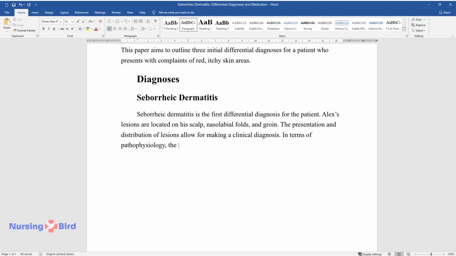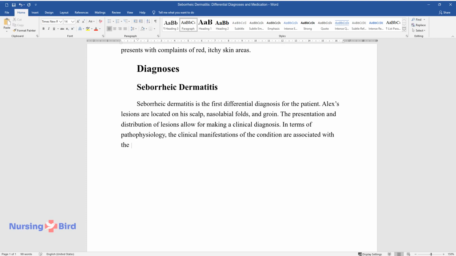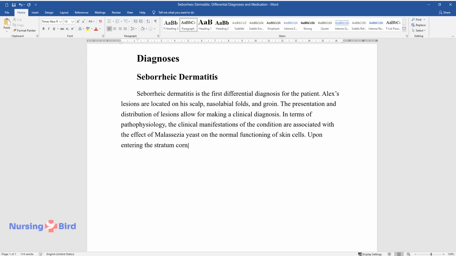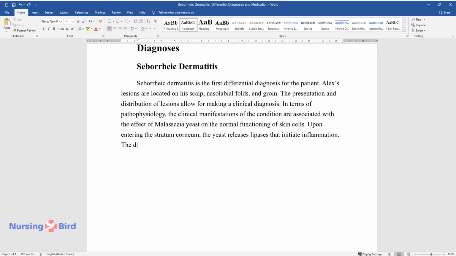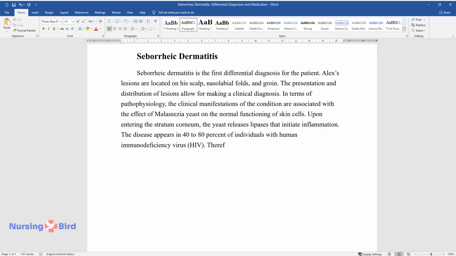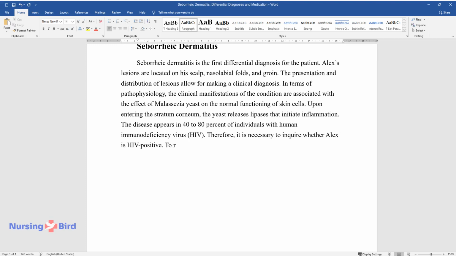In terms of pathophysiology, the clinical manifestations of the condition are associated with the effect of Malassezia yeast on the normal functioning of skin cells. Upon entering the stratum corneum, the yeast releases lipases that initiate inflammation. The disease appears in 40 to 80% of individuals with human immunodeficiency virus, HIV. Therefore, it is necessary to inquire whether Alex is HIV positive.